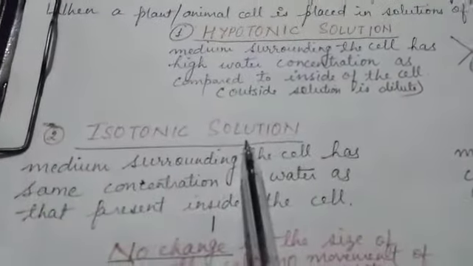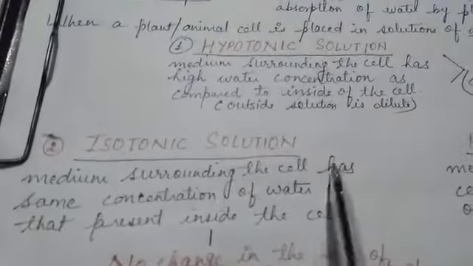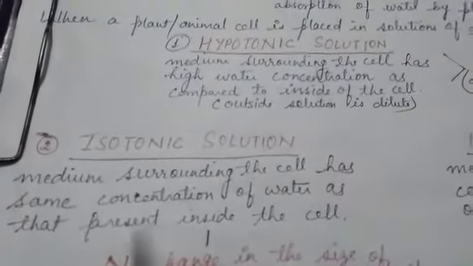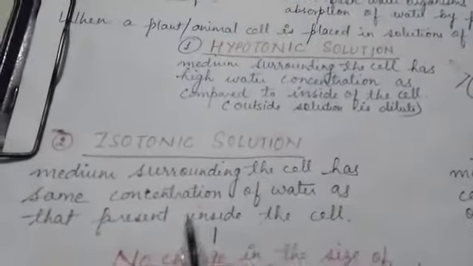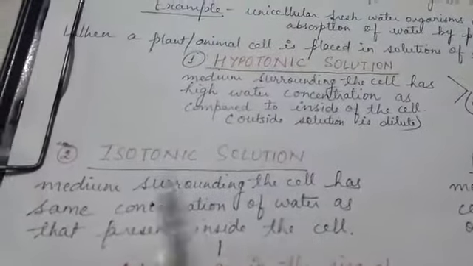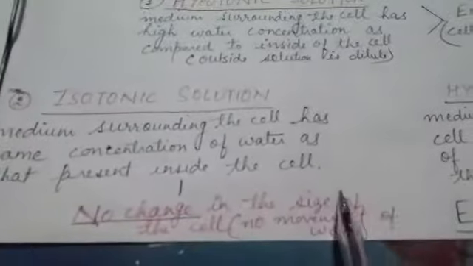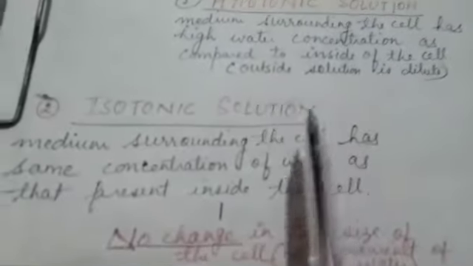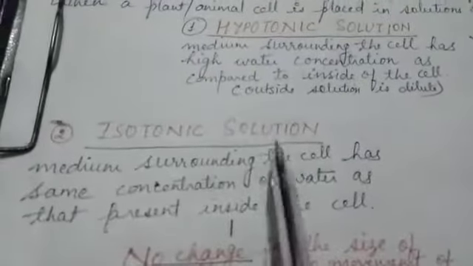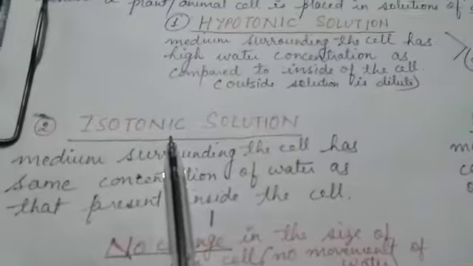What is an isotonic solution? The medium surrounding the cell has the same concentration of water as that present inside the cell. So when the medium is the same, no movement of water will be there. So there is no change in the size of the cell as there is no movement of water. This is isotonic, when a plant or animal cell is placed in isotonic solution.